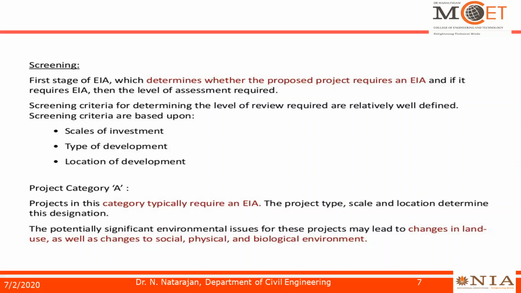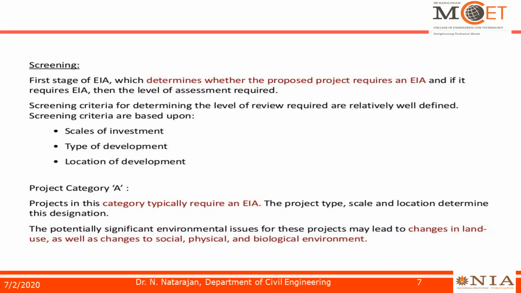Number one, scale of investment. Number two, type of development. And number three, location of development. So they categorize projects into different categories, A, B, and C. Projects in category A typically require an EIA.